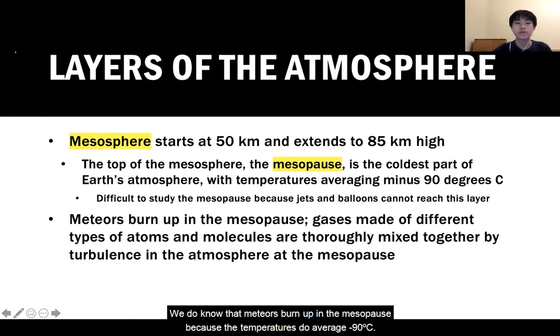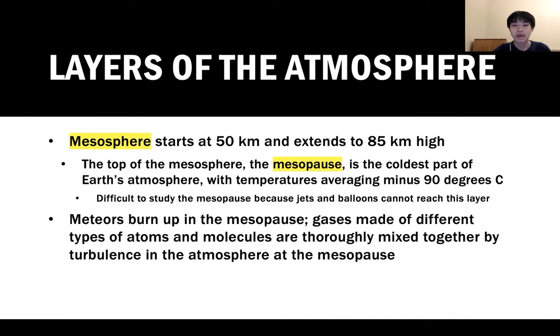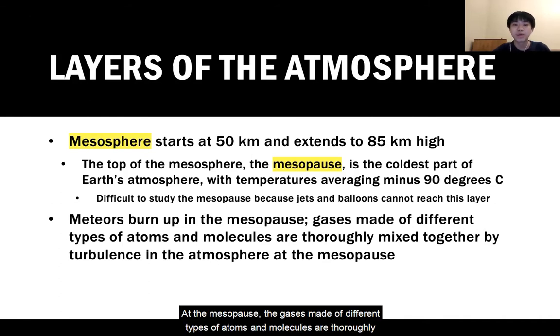But we do know that meteors burn up in the mesopause because the temperatures do average minus 90 degrees Celsius. And at the mesopause, the gases made of different types of atoms and molecules are thoroughly mixed together because the atmosphere is very turbulent at the mesopause.